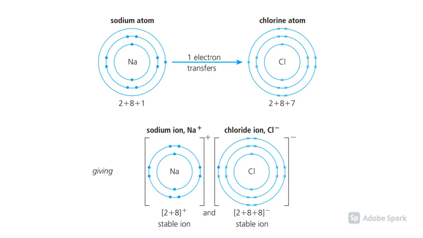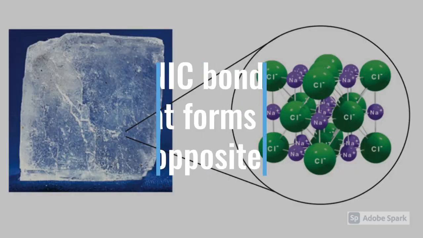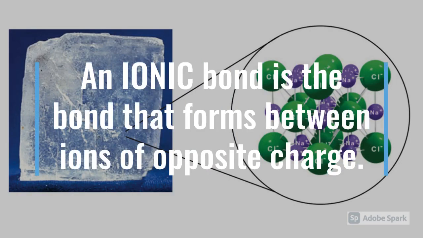So, to obtain stable outer shells of 8 electrons, a sodium atom must lose 1 electron and a chlorine atom must gain 1. When a sodium atom and a chlorine atom react together, the sodium atom loses its electron to the chlorine atom, and 2 oppositely charged ions are formed. Here, sodium electrons are shown as dots and chlorine electrons are shown as crosses. These 2 ions have opposite charges, so they attract each other. The force of attraction between them is strong and is called an ionic bond. An ionic bond is the bond that forms between ions of opposite charge.